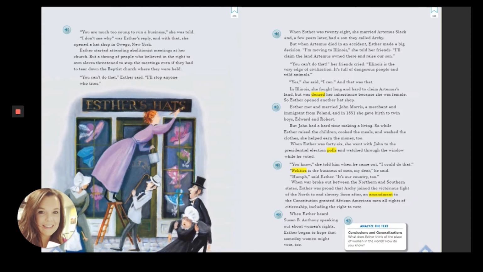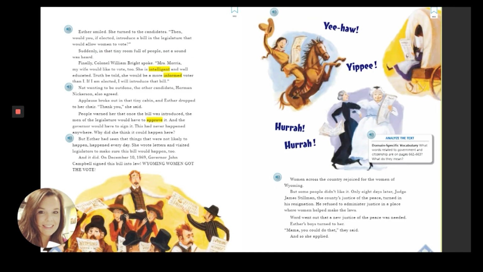"One thing I like about Wyoming," she said, "is how everyone is important. It takes all of us to run the town, women as well as men." "Yes," her guests agreed, "and it's a place where people aren't afraid to try new things." Her guests agreed again. Esther smiled. She turned to the candidates. "Then would you, if elected, introduce a bill in the legislature that would allow women to vote?" Suddenly, in that tiny room full of people, not a sound was heard.